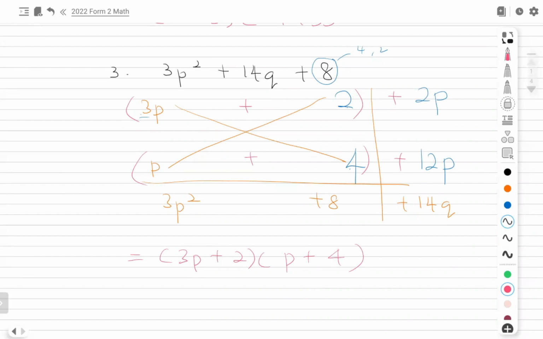Let me know if you have finished copying, or the thumbs up also can. Okay, then we have to go back to our notes. Please copy the notes related to question 4. Kachin, finished already? 3p plus 2, p plus 4. Have you written down? Yeah, okay.